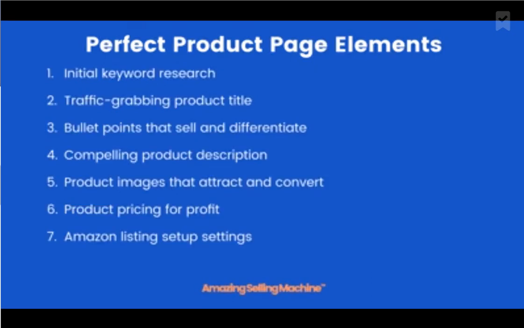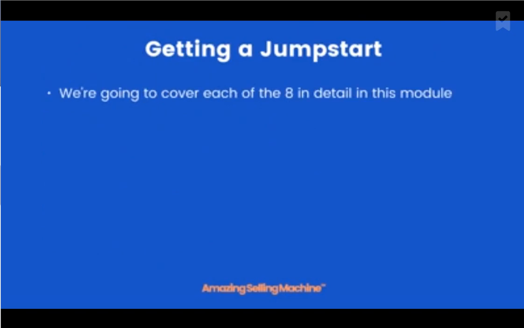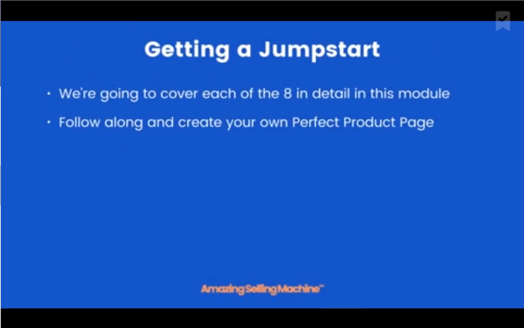7. Amazon listing setup settings. And finally 8. Automated emails. We're going to cover each of the 8 in detail in this module. Follow along and create your own perfect product page. This will give you a huge competitive advantage.